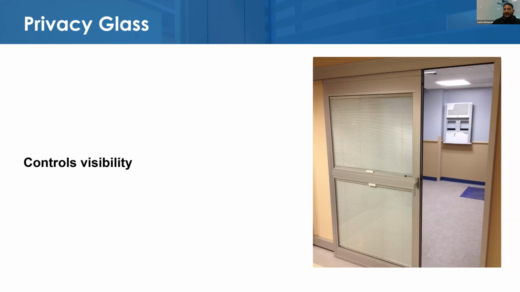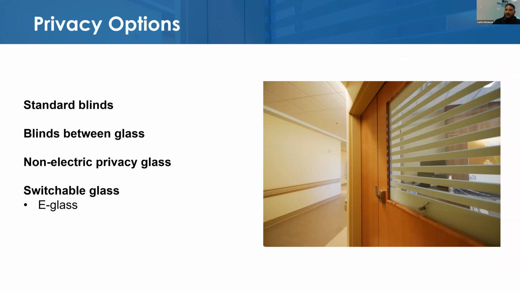But first and foremost, what exactly is privacy glass? Privacy glass is a functional and aesthetically pleasing product used to control the visibility into or out of a space, while at the same time providing the option to restrict visibility entirely. Now, options available in the marketplace today include standard blinds, blinds between glass, non-electric privacy glass, and switchable glass, also known as e-glass. You might hear it as electrochromic glass, smart glass, or electric switchable privacy glass. So there are different generic terms for that. But for now, we'll stick to either switchable glass or e-glass for the purposes of the presentation.